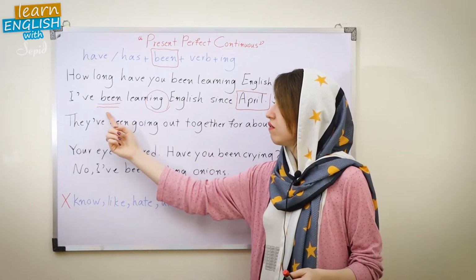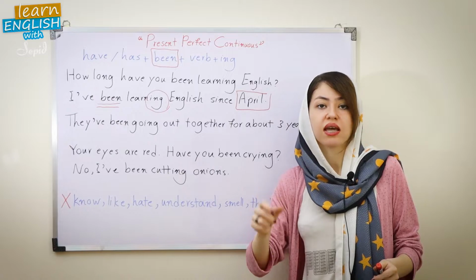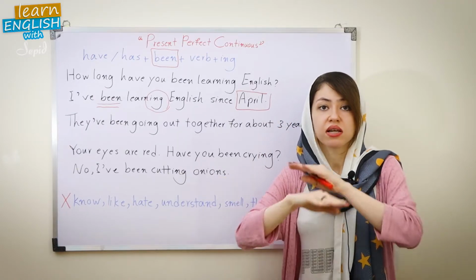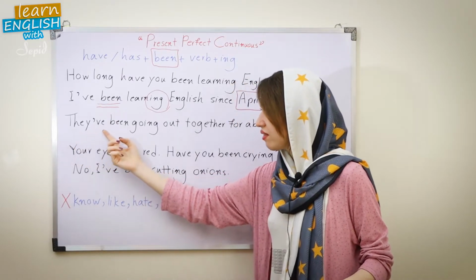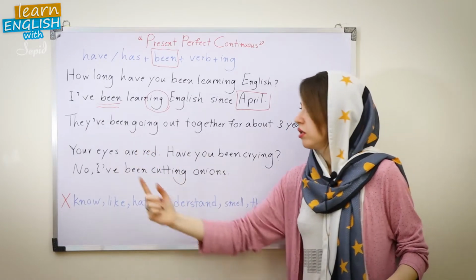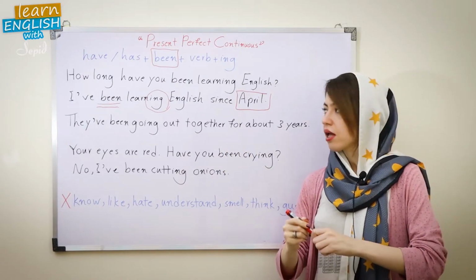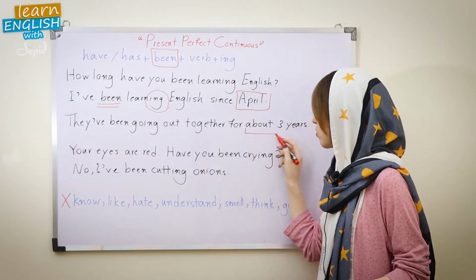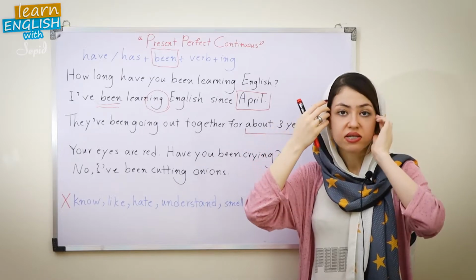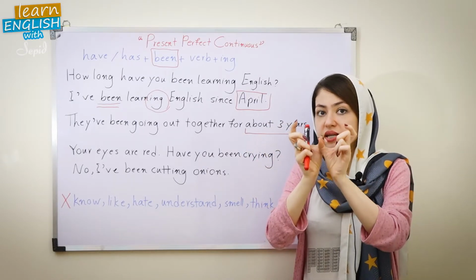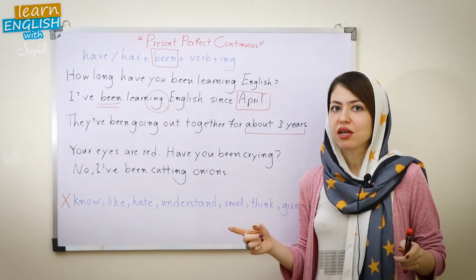So that's the point. We are emphasizing that we have done it continuously, constantly, with no pause, no interruption. So let's go to the next example. They've been going out together for about 3 years. Again, here we can use for as well. So for about 3 years, we're talking about the duration. As you can notice, we are considering the past tense and present tense as a single tense. So they've been going out together for about 3 years.